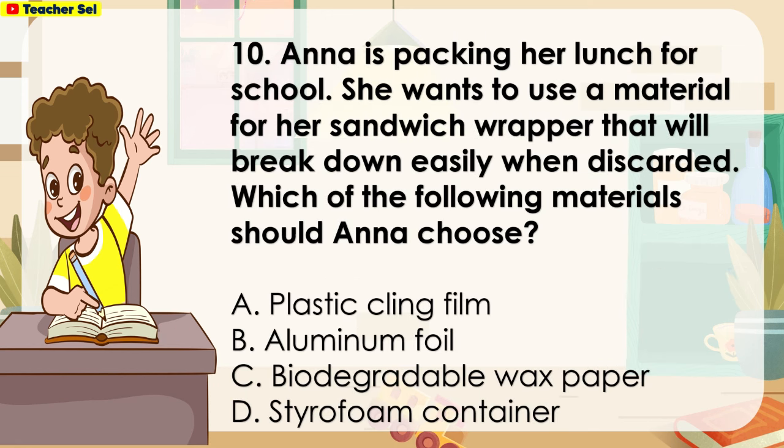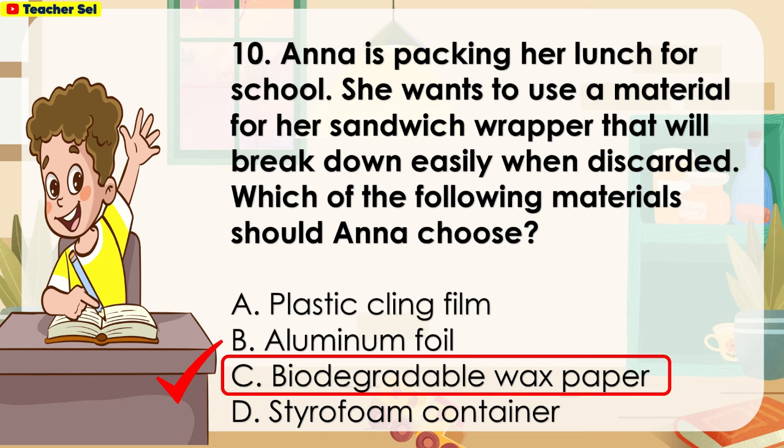For number 10, Anna is packing her lunch for school. She wants to use a material for her sandwich wrapper that will break down easily when discarded. Which of the following materials should Anna choose? Plastic cling film, aluminum foil, biodegradable wax paper, styrofoam container. It's letter C, biodegradable wax paper.